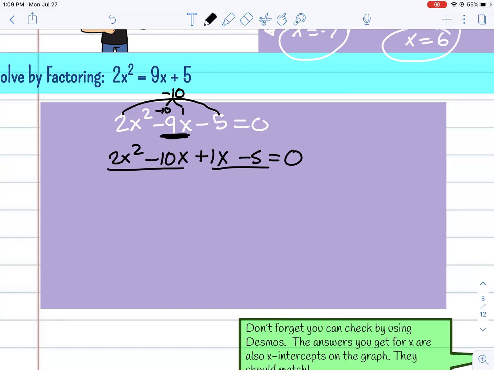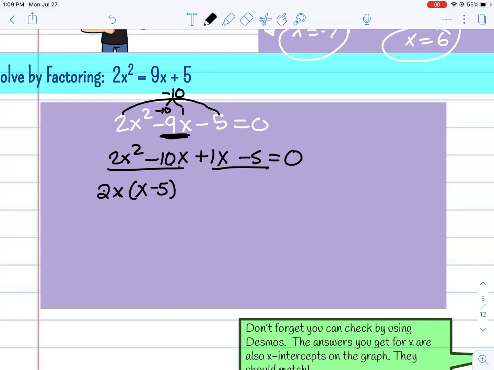Now when we do grouping, you group the first two and the last two together. The first two, what they both have in common is a 2. They can both be divided by 2, and they both have an x. So we pull out that GCF of 2x. To get what's left over, there are a couple ways to do it, but I always think 2 divided by 2 is 1, x squared divided by x is x. So I'm left with an x. If I do the next one, negative 10 divided by 2 is negative 5. x divided by x becomes 1, so I don't have to worry about it.